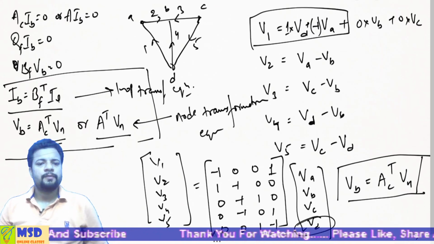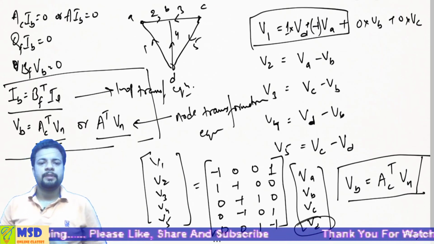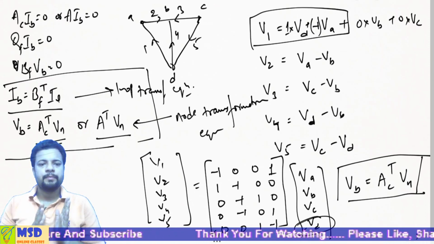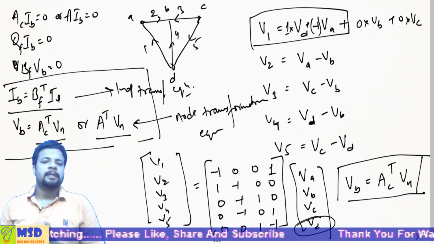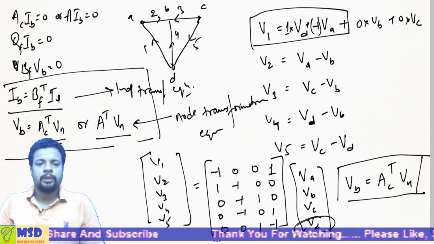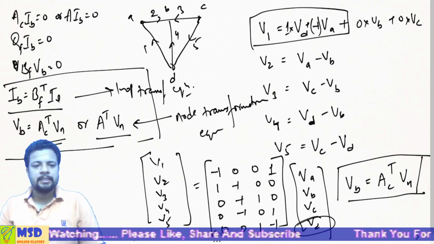In the next session we'll be relating various matrices: we'll develop a relationship between the incidence matrix and the tie-set matrix, and similarly the tie-set with the cut-set. This we are going to deal with in the next session of our network analysis and synthesis.